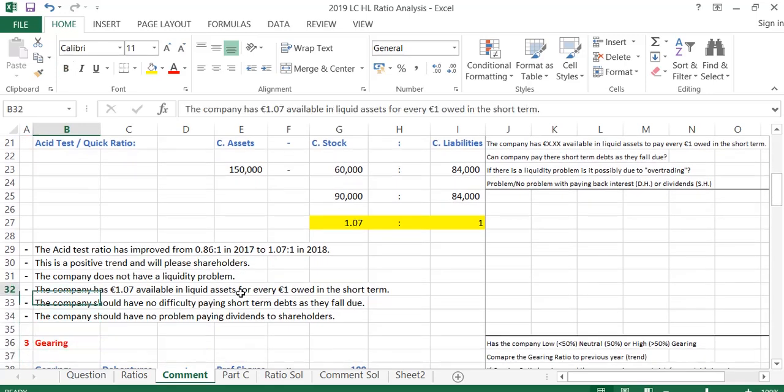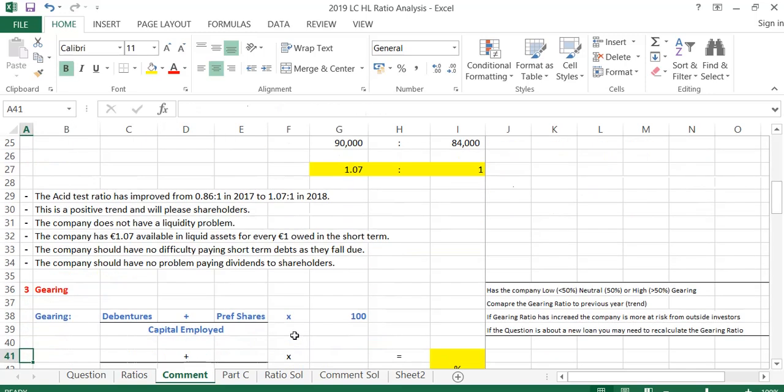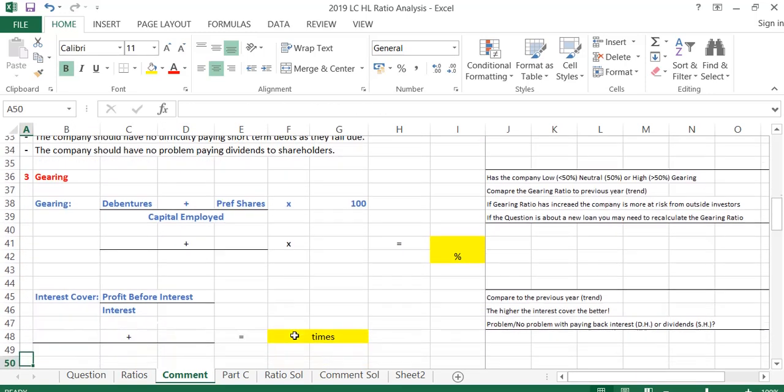And again, over here, if you want to pause the video, you can. These are just some questions I use to guide us. Sometimes if they have a liquidity problem, you might say it's possibly due to overtrading. We don't know whether it is or not, but it sounds good just to put that in if there are liquidity problems. The third heading we're always going to look at is gearing.